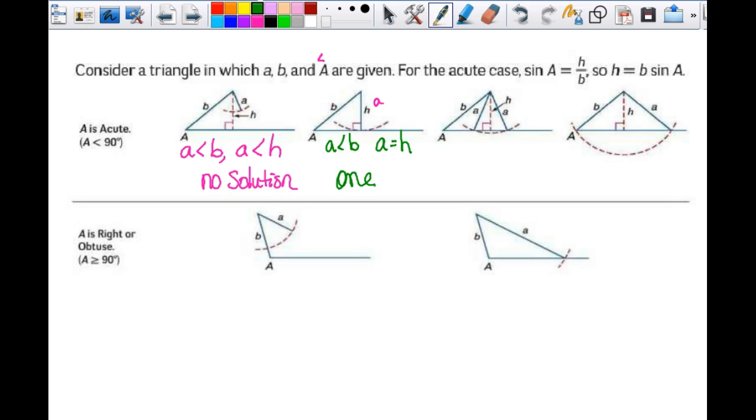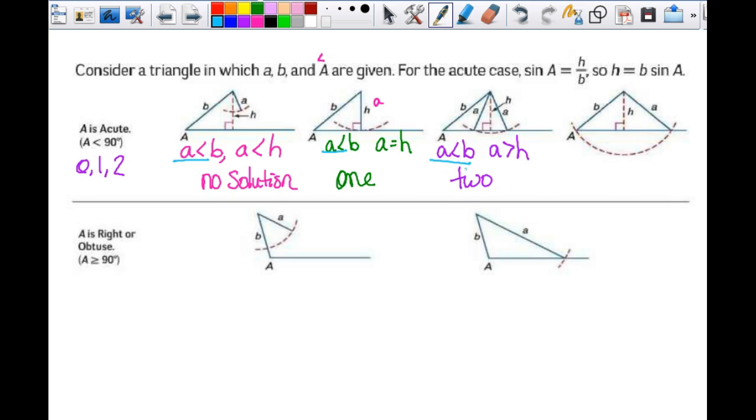Then we have this one where a is still less than b and a is greater than h. This is when we get that ambiguous case where it could be two different triangles, and this could be two solutions. So when A is acute, you could have 0, 1, or 2 solutions. That's all when a is less than b.